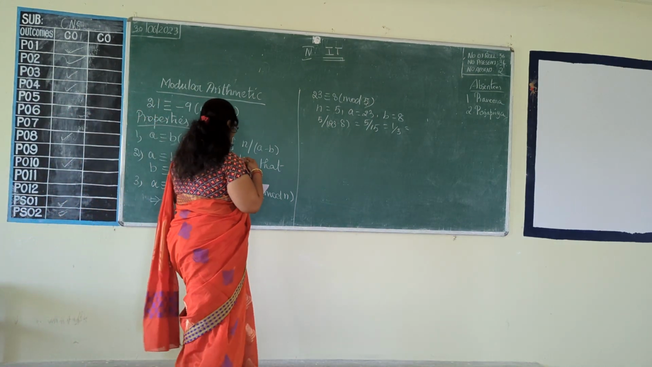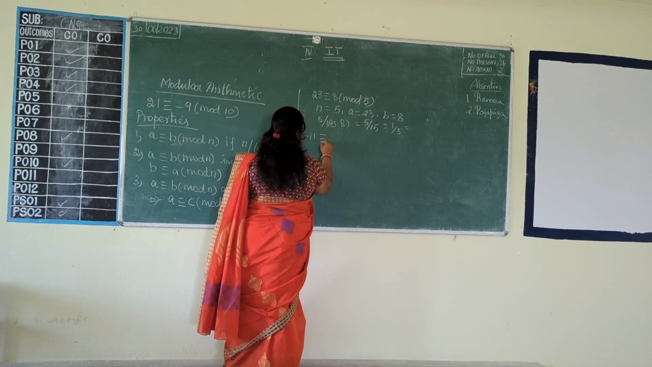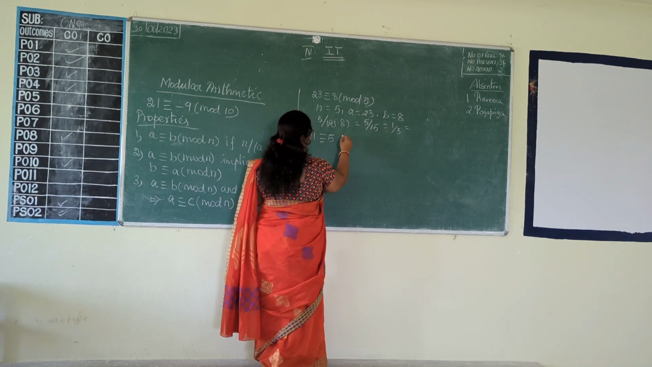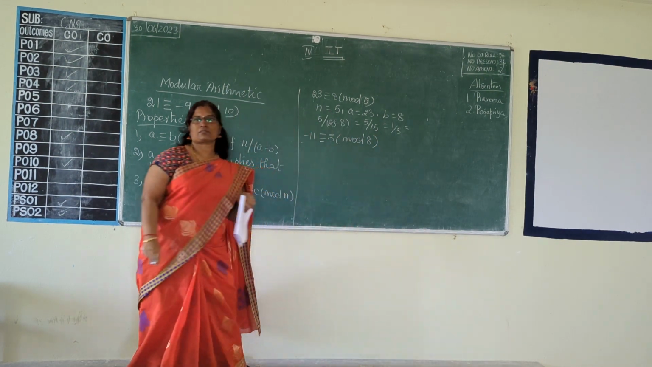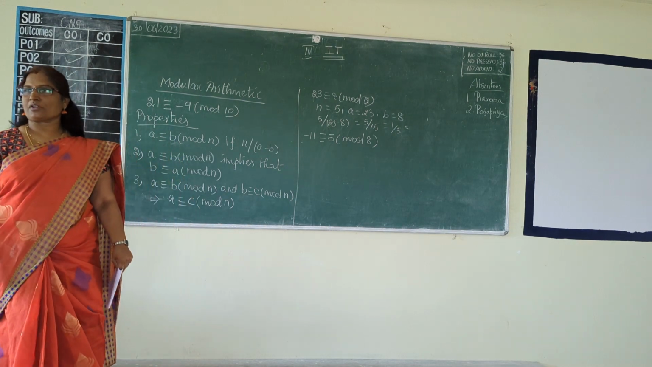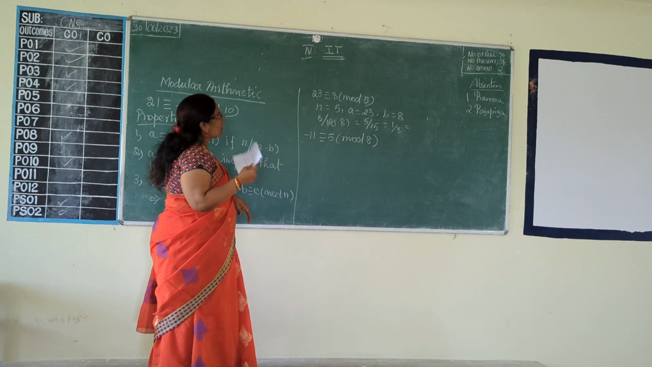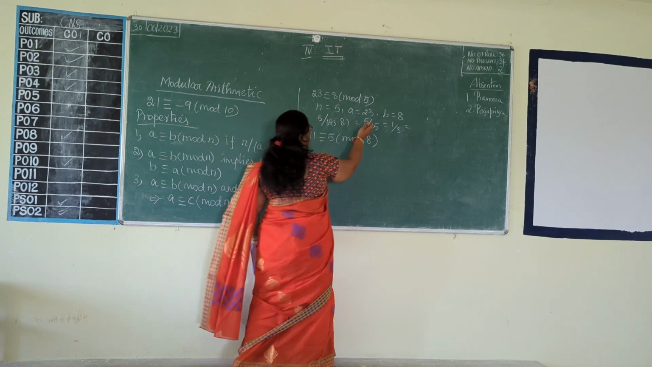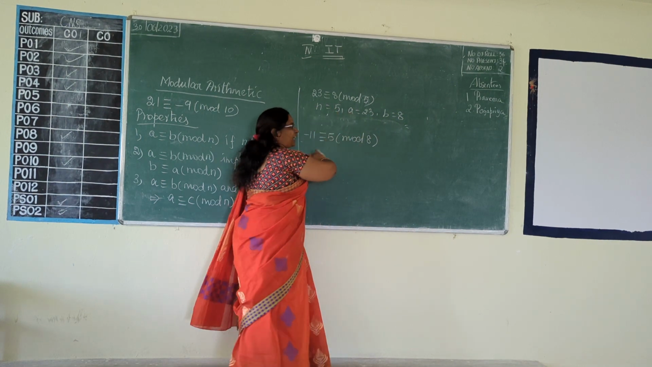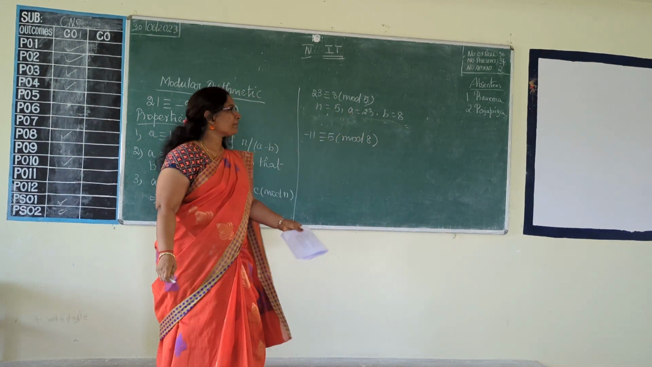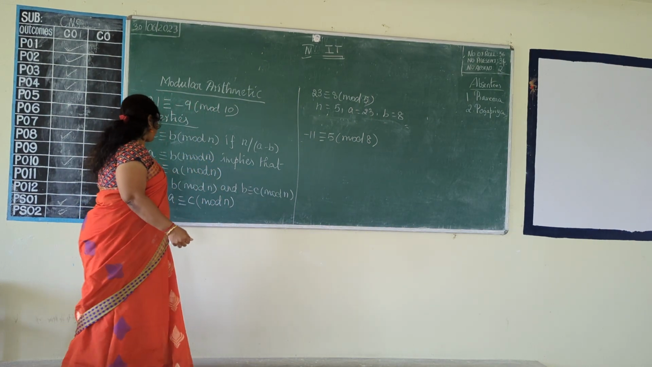I'll give one more example. Minus 11 is congruent to 5 mod 8. Check for this. You don't have to do the division and all. So it is 15, which is a multiple of 5. That itself is enough. Check the second property for this.